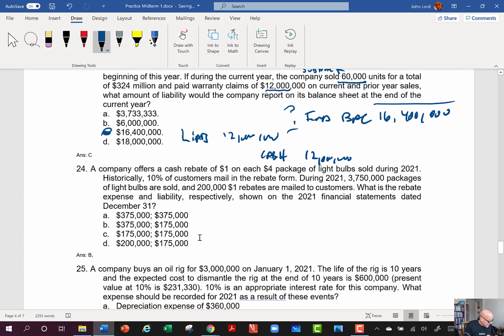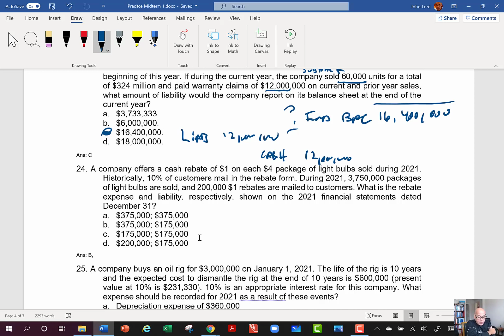Okay, good. Number 24. We're getting there, guys. We're going to do these last couple multiple choice questions, and then we're going to get a chance to work a couple of the full-blown type questions. So let's take a look, though. Number 24. A company offers a cash rebate of $1 on each $4 package of light bulbs sold in 2021.